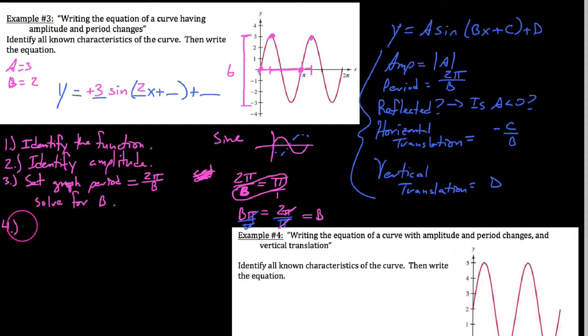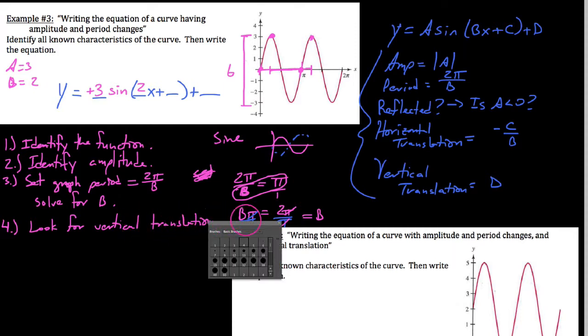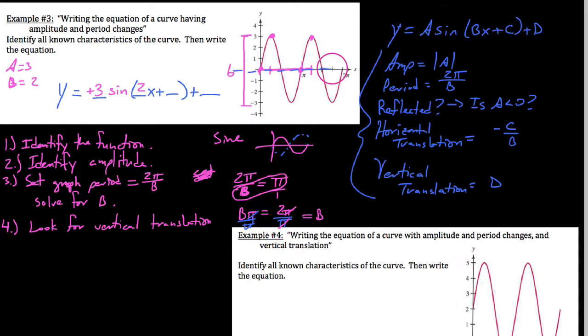So number 4 is look for vertical translation. I notice that this graph here, we're going to imagine this next graph, you'll see in a minute, is vertically translated. But this one has an imaginary center line that it keeps going 3 above and 3 below, 3 above and 3 below. So same thing here, but that center line is at y equals 0. So we could say the d value must be 0.